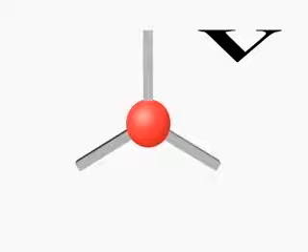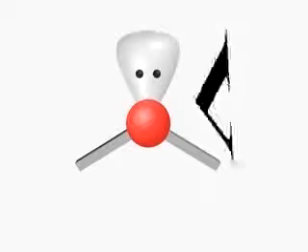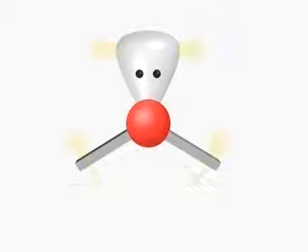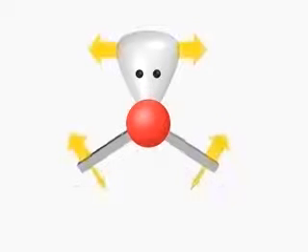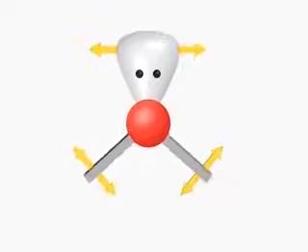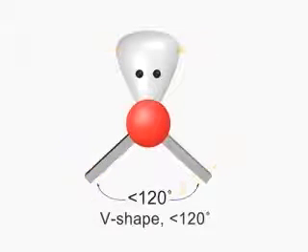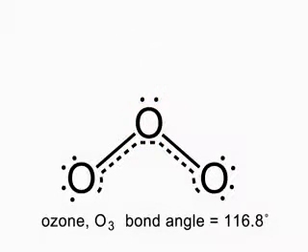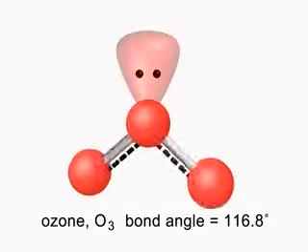Therefore, if one of the electron groups is a lone pair, the molecular shape is not trigonal planar, but bent or V-shaped. Since a lone pair is held by only one nucleus, it is less confined in space and exerts greater repulsions on nearby bonding pairs. As a result, the bond angle is less than 120 degrees, as you can see in this model of ozone.